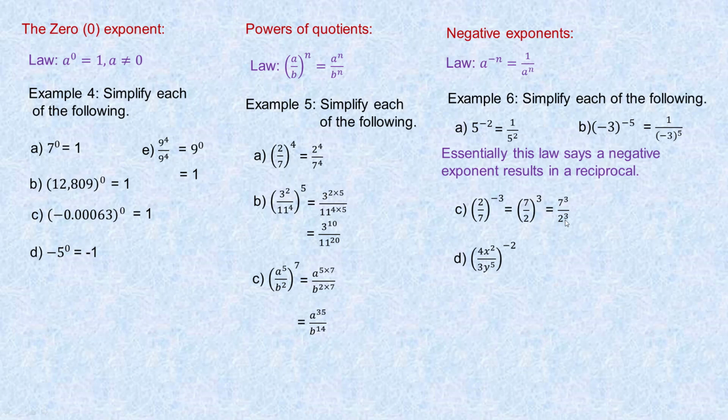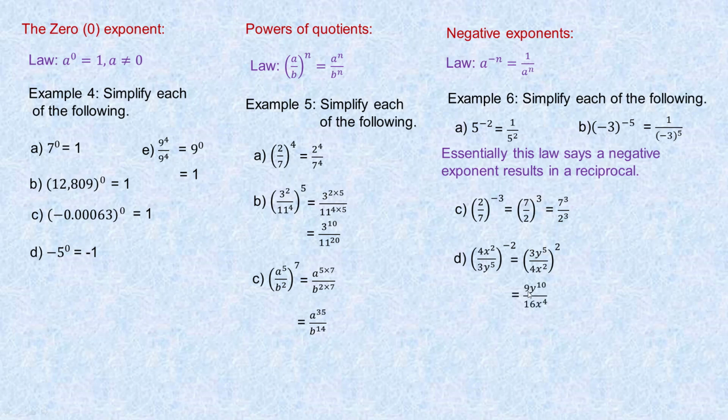So this would be 7 cubed over 2 cubed. And of course, you could cube that and get a fractional answer if you want to evaluate it. Similar idea here. Notice the exponent's negative, so I take the reciprocal of this. So the 3y to the 5th is on top now, and the 4x squared is in the denominator, and the exponent becomes positive 2. And so I just square all this.